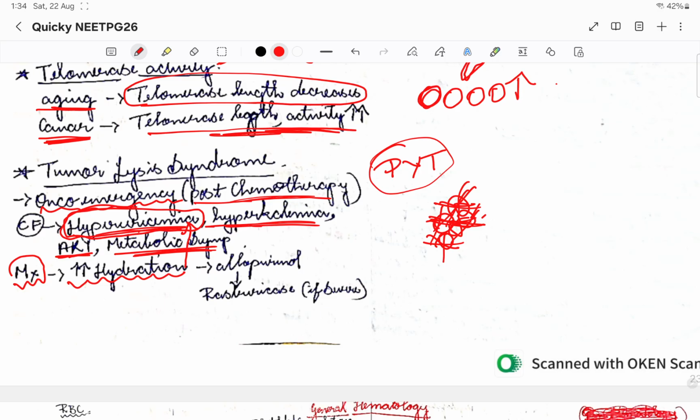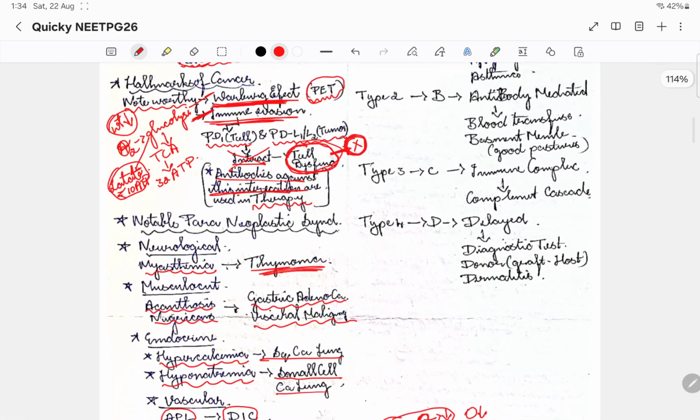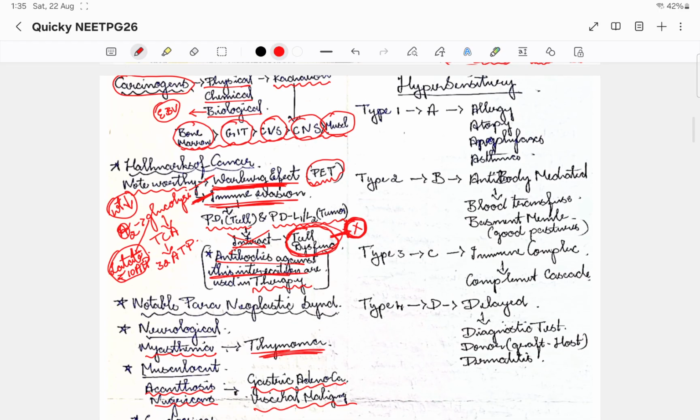Please remember this is the question they had asked with respect to tumor lysis syndrome. The first thing we do is hydration, then allopurinol is the first line drug that we give. If severe cases, then rasburicase is given. Please note this down on your sticky note. This was the question they had asked. That is all you need to know with respect to neoplasia.